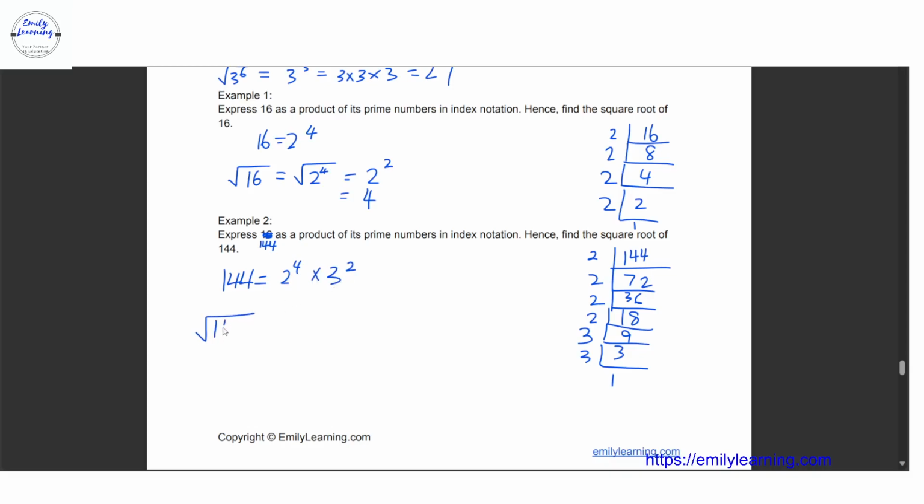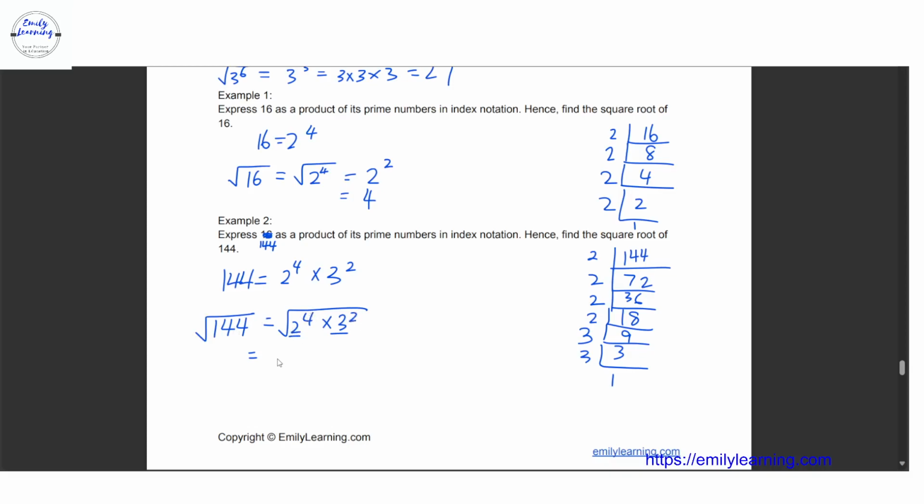Next, I'm going to square root 144. Now if you have a product of two index notations, you need to halve the power of both of them. So I have 144 is equal to 2 to the power of 4 times 3 squared. Now I'm going to square root it. When you square root something, you're going to halve the power or halve the value of the index.